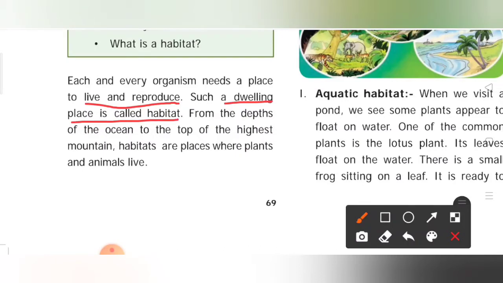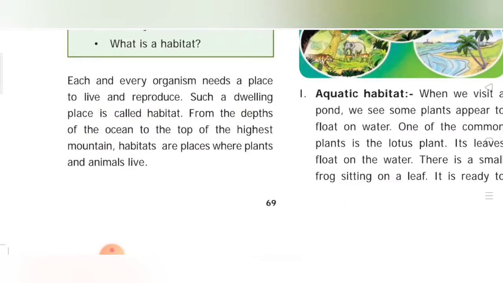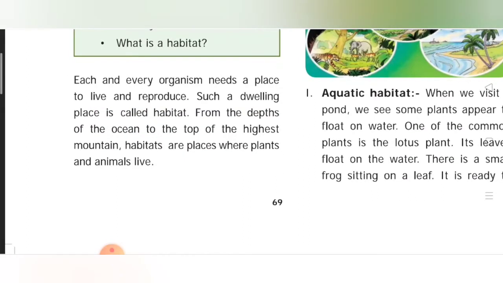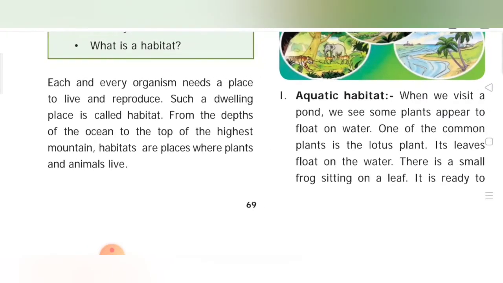From the depth of the ocean to the top of the highest mountain, habitats are places where plants and animals live. Isn't it? So, from the depth of the ocean to the top of the mountain, various types of habitats are present where plants and animals live. Do you understand, children?